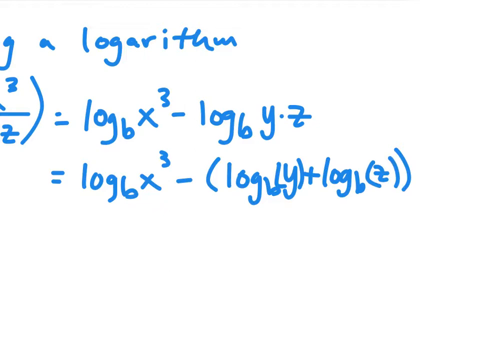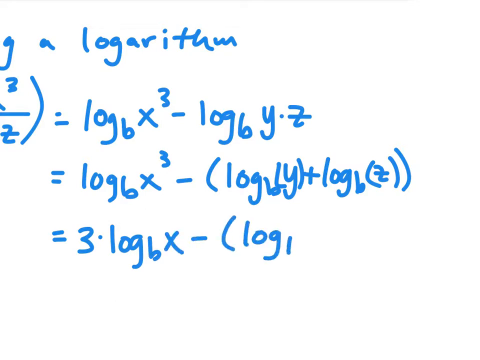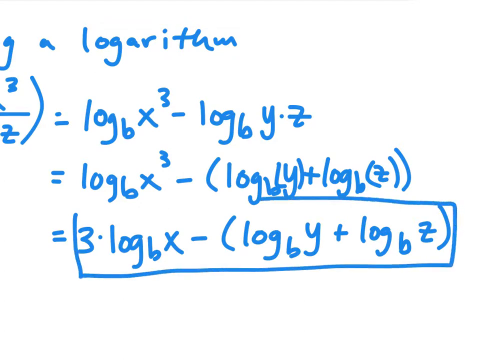Okay, now, I'm not done yet because I still have this 3 up here, all right? And so if I've got the 3, I'm going to pull that out front as a multiplier and do 3 times the quantity log base b of x minus the quantity log base b of y plus log base b of z, okay? And that is my expanded logarithm. So that's, you know, one option.